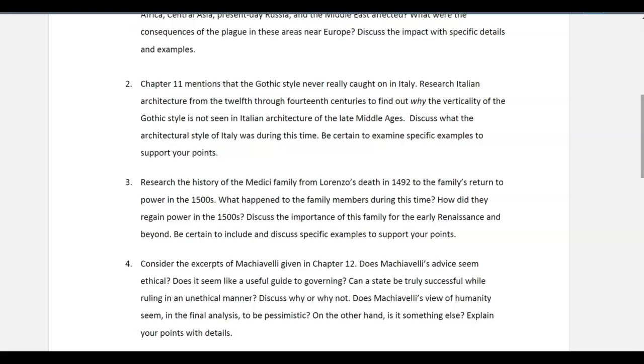So you're going to discuss the architectural style in Italy during the 12th to 14th centuries. You're going to look at specific examples, talk about specific buildings, and look closely at those and discuss what traits those buildings represent and illustrate. So you're going to be looking at those if you choose topic 2.